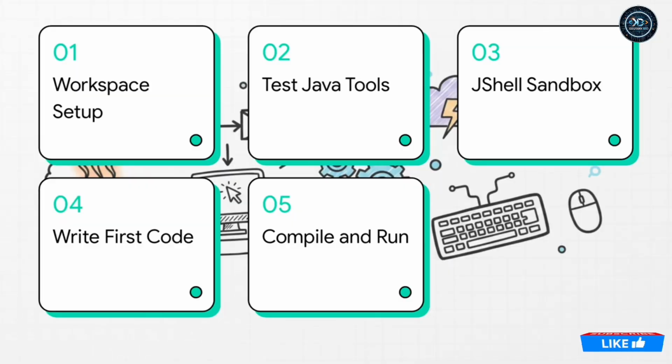To get to a running program, we'll follow a really methodical approach. 1. Setting up the workspace. 2. Testing your Java tools. 3. Checking out the JShell sandbox. 4. Writing your first code. And finally, 5. Compiling and running.